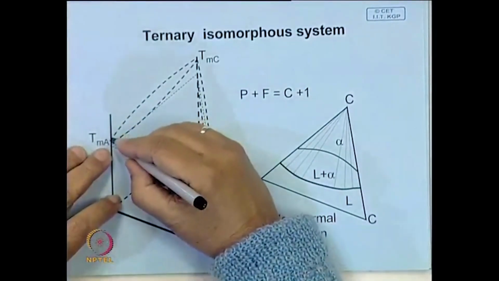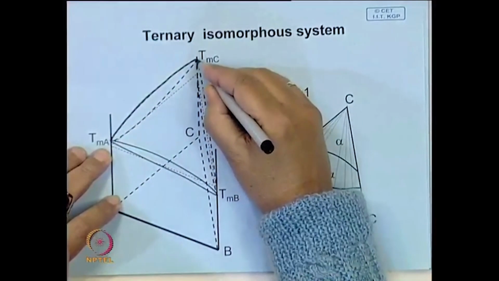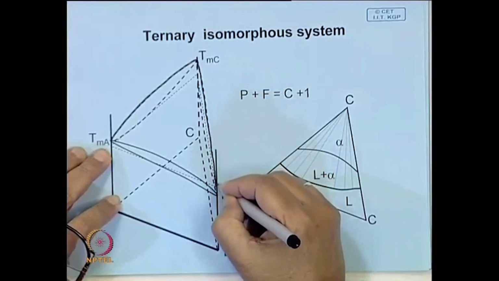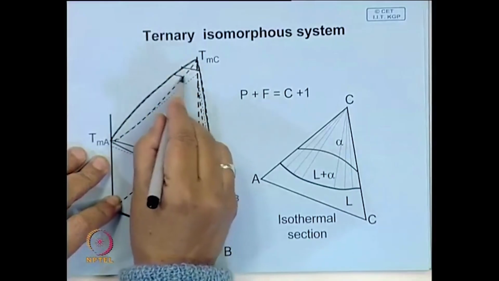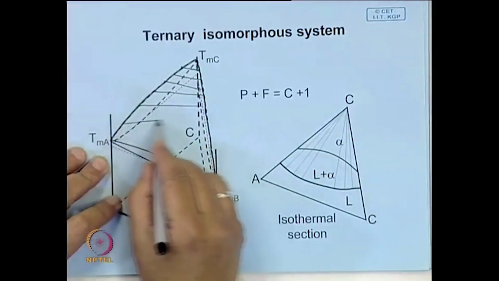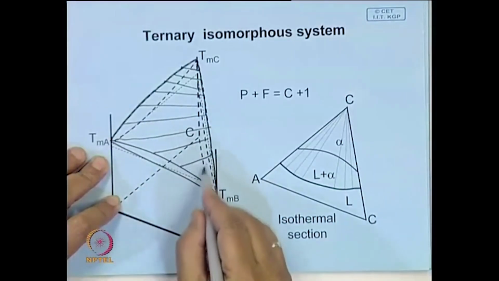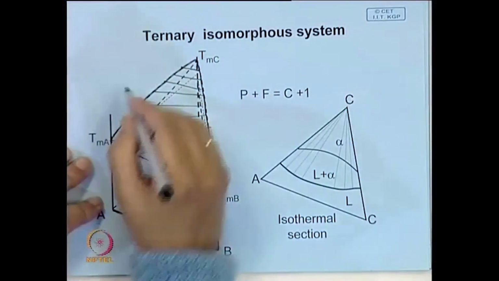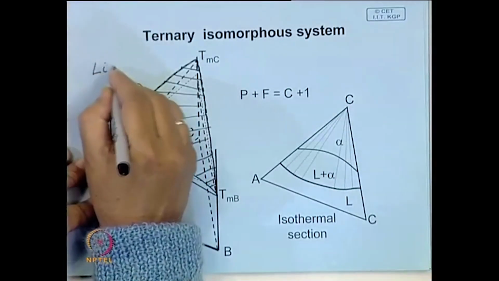Now, if you do this folding, this is the top surface, which is drawn by a firm line. So, whatever lines you see, these are, let us say, different isotherms. This top surface represents the liquidus.